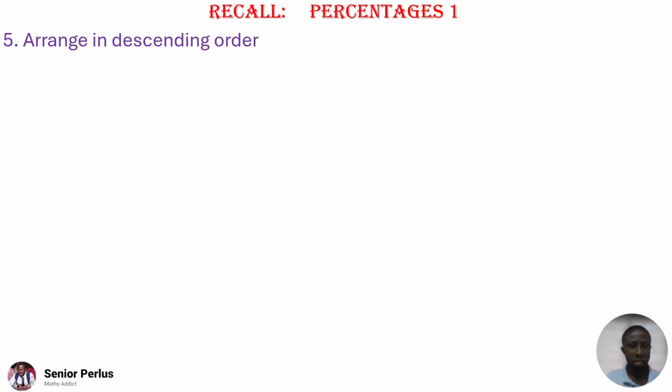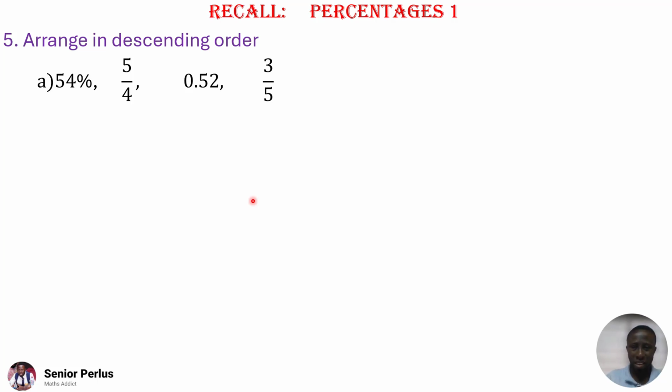Number 5 is arrange in descending order. And we know how to arrange numbers in descending order, from the highest to the lowest. You did this in basic school, so you are still doing a revision. Let me give a clue. You just multiply this by 100. It's already in percentages, so just multiply this by 100, this by 100, this by 100. Then you compare it, then arrange it in descending order.